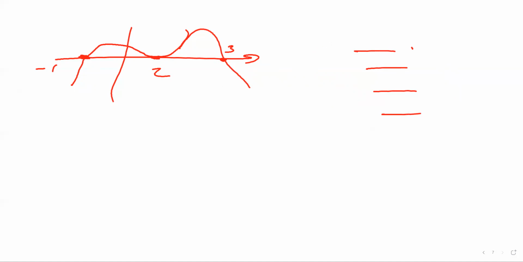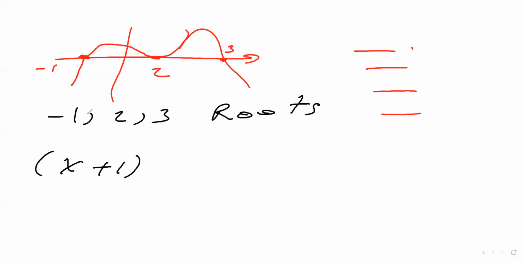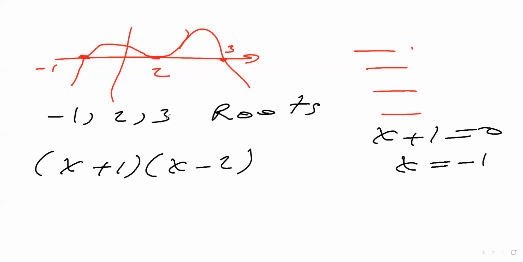First of all, I find what? The roots. The roots are minus 1, 2, and 3. Then I change from roots to factors. Guys, if the root is minus 1, what is the factor? x plus 1, because from where I got minus 1, x plus 1 equals 0, so x equals minus 1. If the root is 2, the factor is x minus 2. And if the root is 3, the factor is x minus 3.